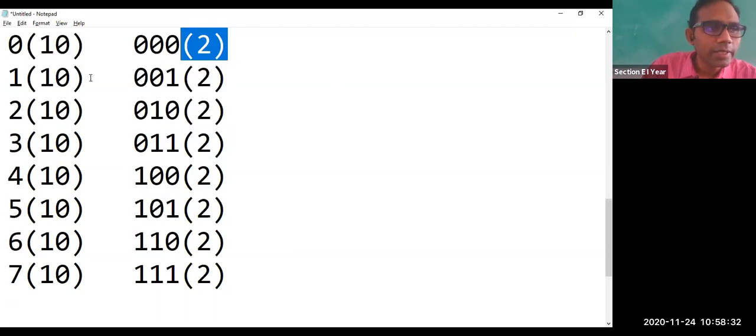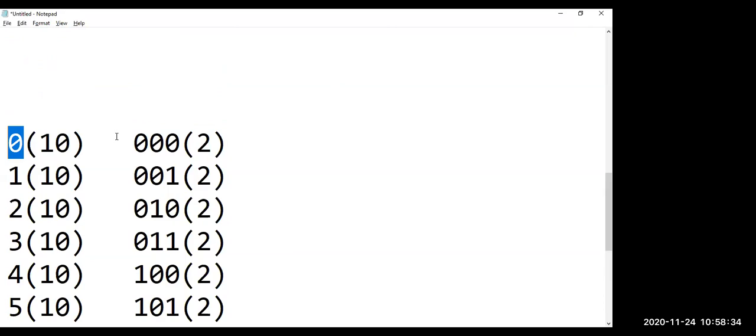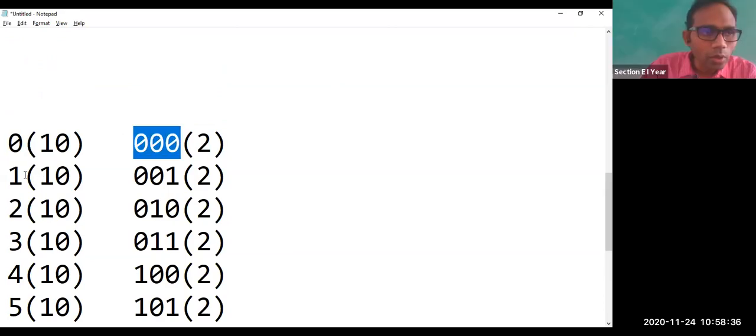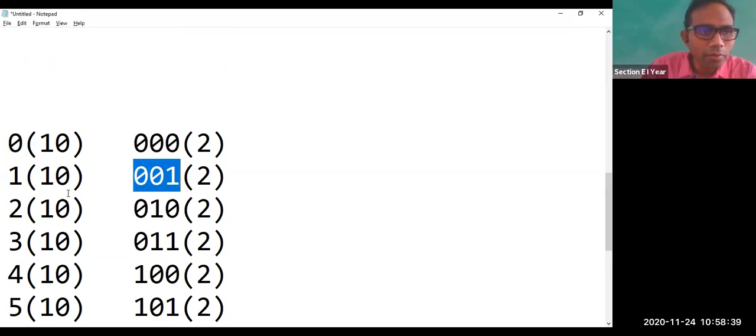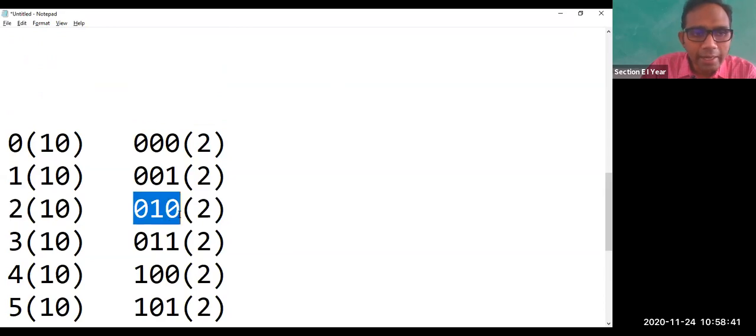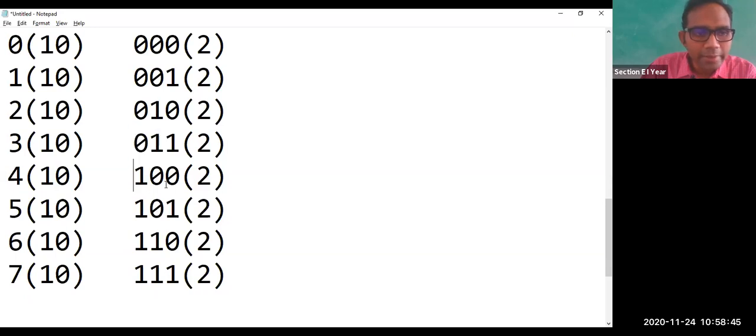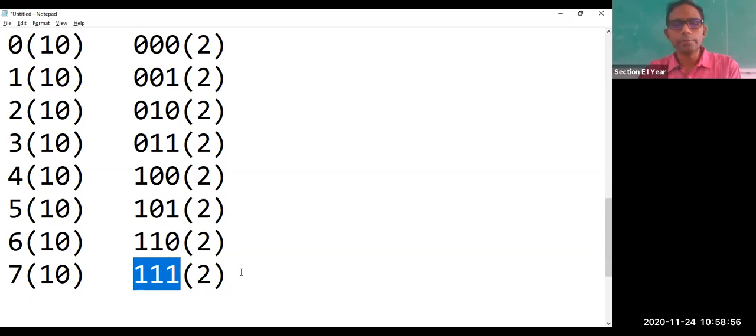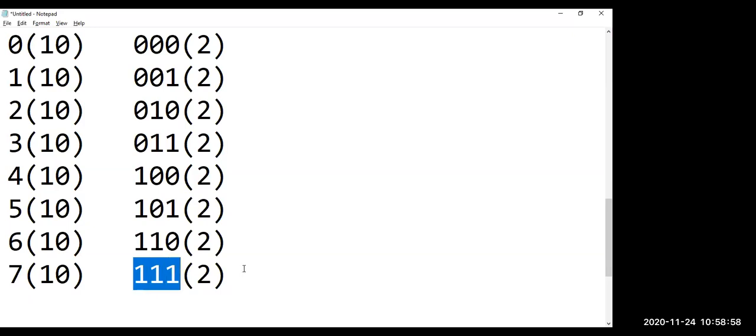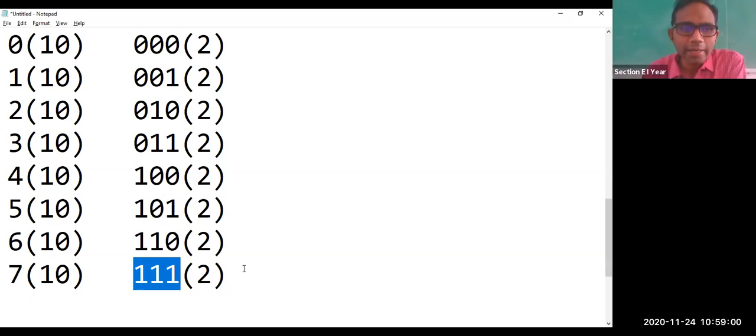So here what we are saying, 0 is represented as 000, 1 is represented as 001, 2 is represented as 010, 3 is represented as 011, 4 is represented as 100, 5 is represented as 101, 6 is represented as 110, 7 is represented as 111. What about 8? Can anyone type what will be the binary equivalent of 8?